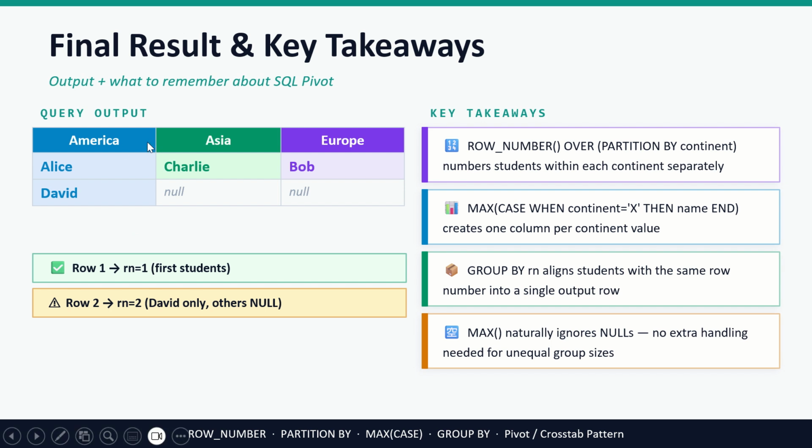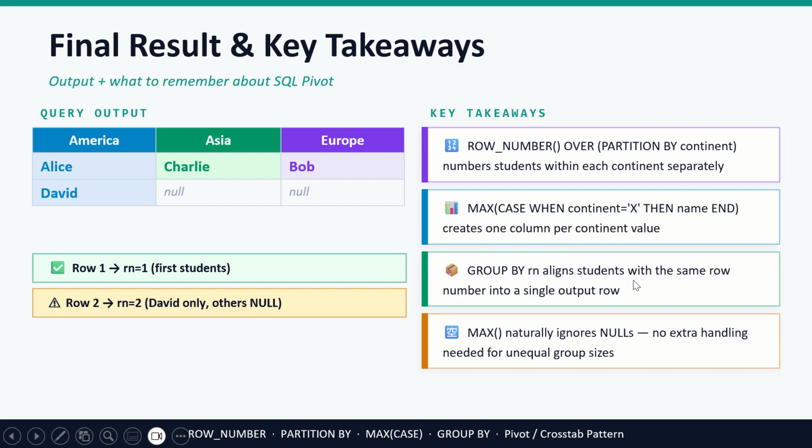So again, this is just a more detailed description of whatever we have been discussing until now. This is the final output, and these are the key takeaways from this particular query. Row number over partition by continent numbers students within each continent separately. That is the essence of partition by. Max case when continent equals x, then name, creates one column per continent value. So that's why we are using case when here.